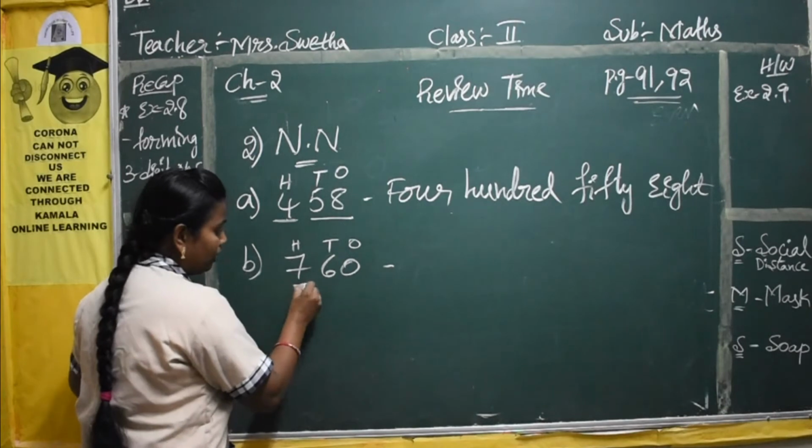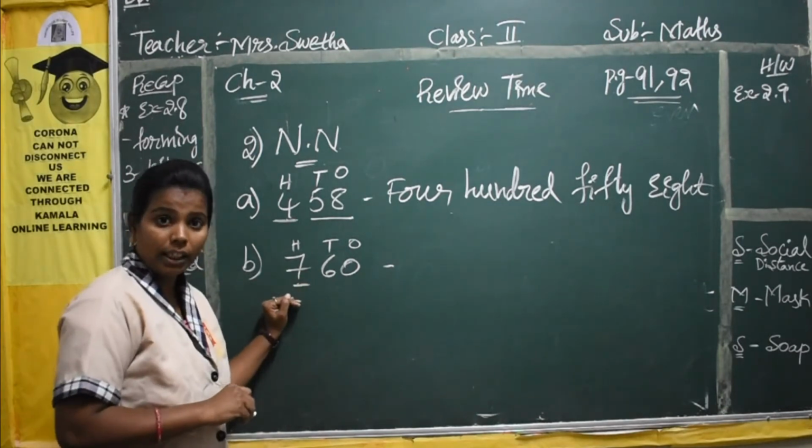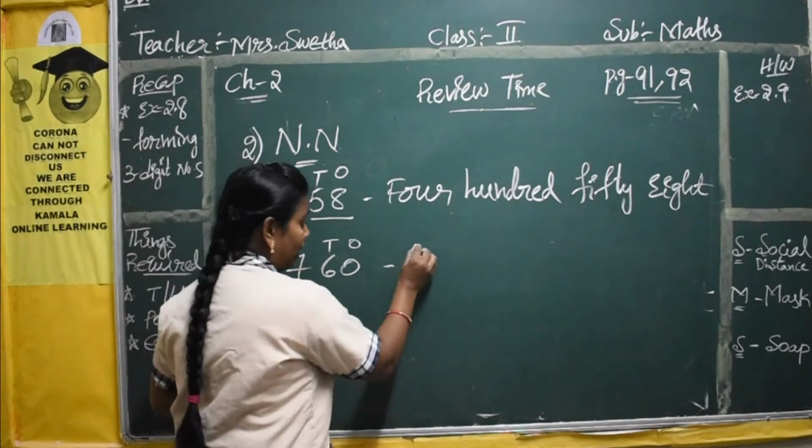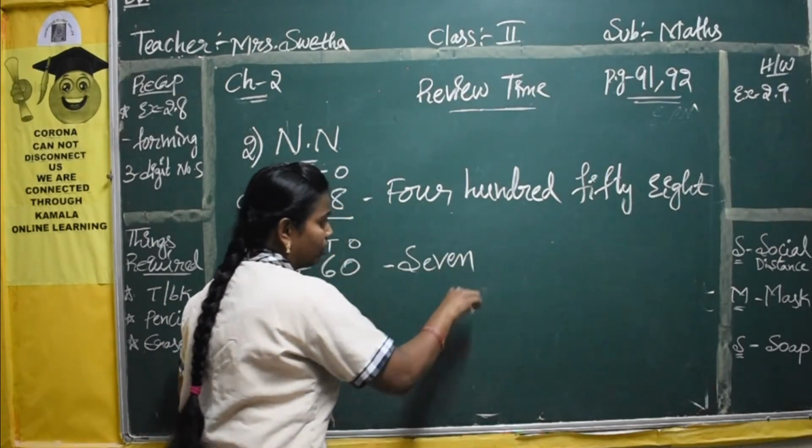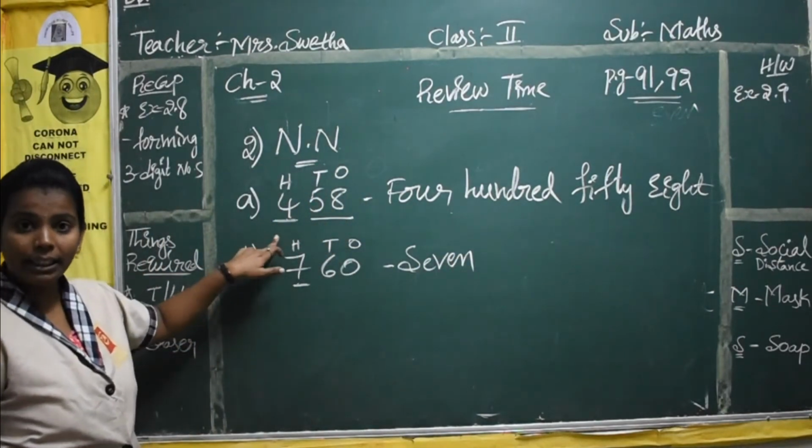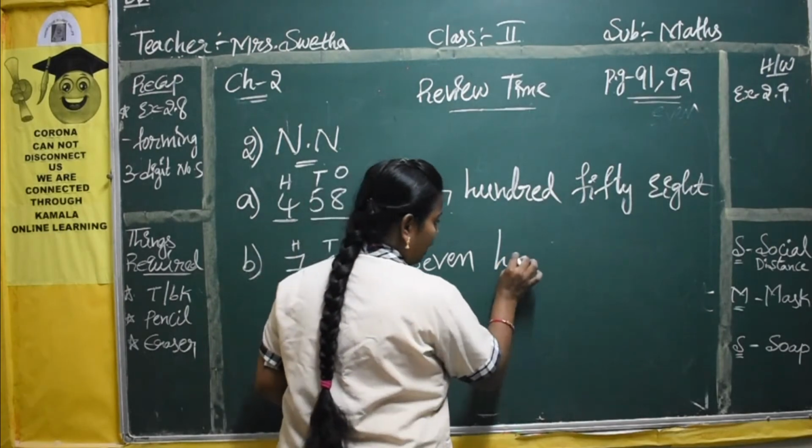First, write the first digit. What is the first digit here? It is number 7, so write 7. And in which place is it? It is in the 100 place. So write 100.